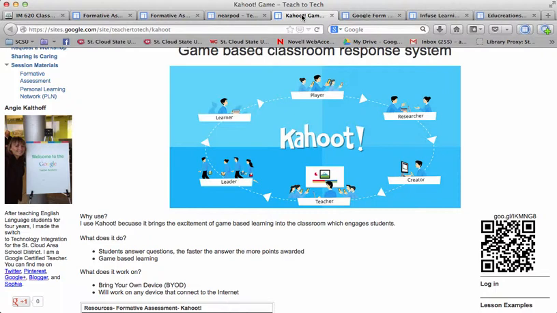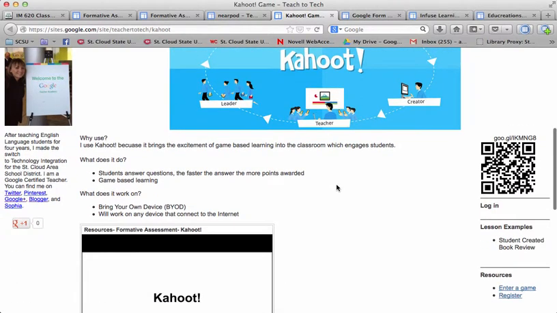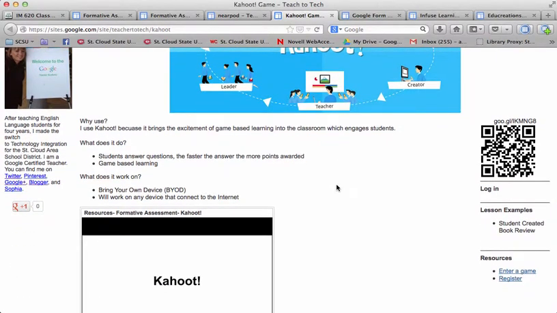And I was thinking a great way to use this in the classroom with students is to have them create their own Kahoot game, so they would be the teacher, and then have their classmates be the participants of the game, and have them each create it on a book review, or have the teacher lead it, but have each student create a question for the book review.